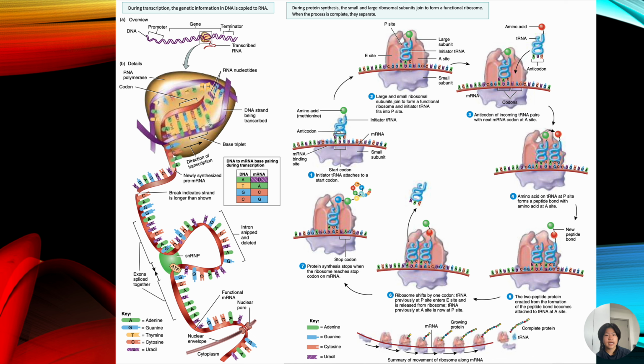The A site, the amino acid site, is the place for entering. So a new tRNA comes in. In this case, the tRNA with the anticodon ACG comes in. It attaches to the UGC on our messenger RNA, and then it moves on. So we see the methionine on the starting codon. It moves, it attaches to our second.